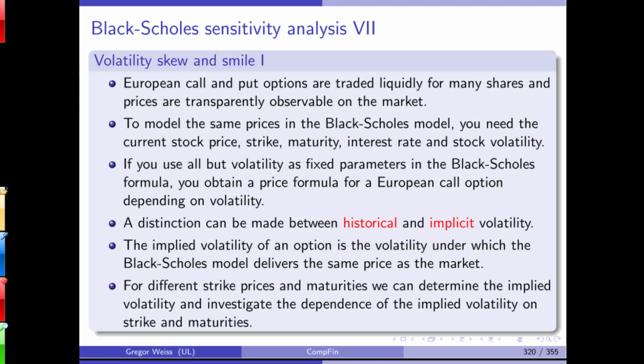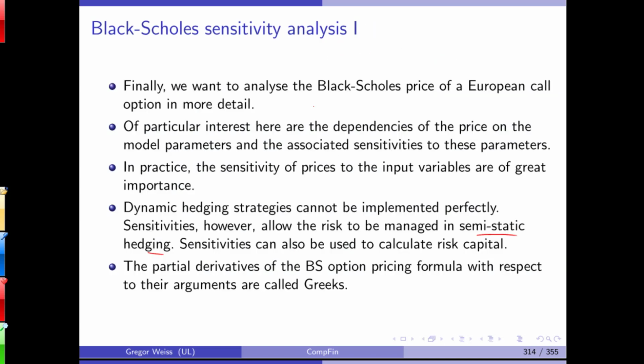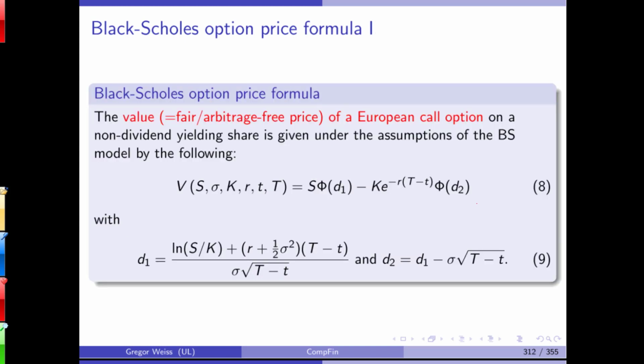Now, if you use all but the volatility as fixed parameters in the Black-Scholes pricing formula, again, this is the Black-Scholes option price. Now, we can use sigma, R, T, and S inserted on the right-hand side, and we will get the price. Let's assume we insert all those parameters and we get a price of 6.53. Now we'll assume the price we can observe on the market is 7. The empirical market price is 7.